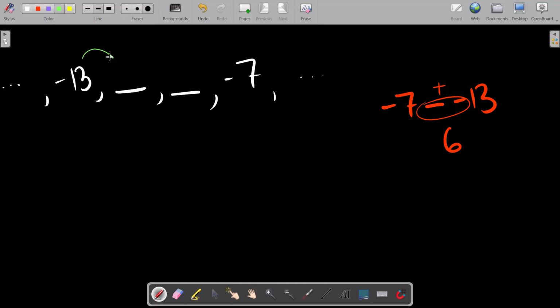So I count one jump, two jumps, three jumps. So you simply take the span of 6, you divide it by the three jumps. That's 2. And you can now say that the difference is 2. And then you simply go through and add 2. So -13 plus 2, -11, -9, so on and so forth.